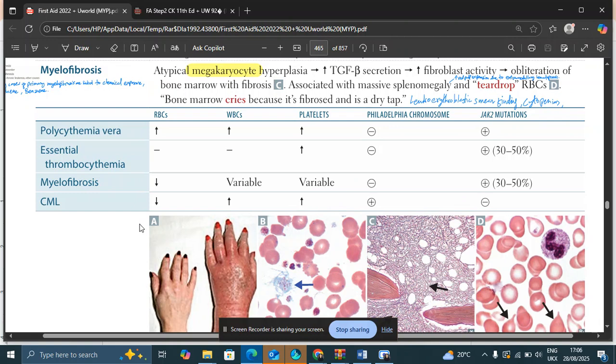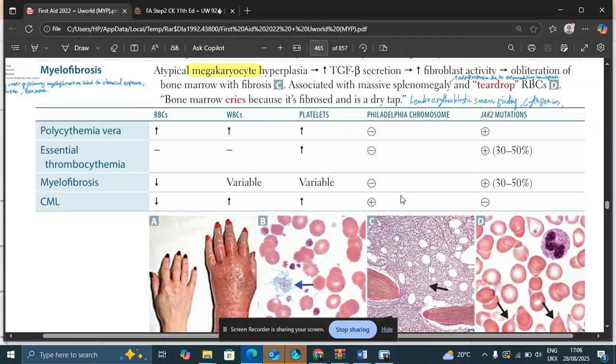So, in simple words, you can remember that these three myeloproliferative disorders, polycythemia vera, essential thrombocythemia, and myelofibrosis, have positive JAK2 mutations. CML has negative JAK2 mutations. And CML has a positive Philadelphia chromosome, which is the 9;22 translocation.